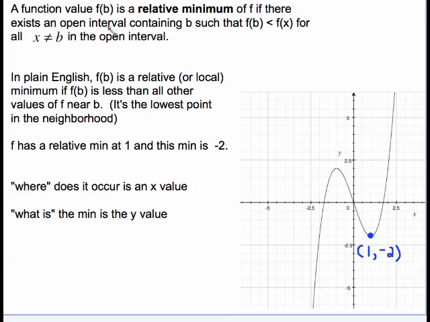Similar definition: a function value f of b is called a relative minimum of f if there exists an open interval containing b such that f of b is less than f of x for all x not equal to b in the open interval. Same idea as the last screen. It is considered a relative or local minimum if f of b, that's the y value, is less than all other values of f near b. Well, isn't this the lowest y value around? Yeah, that's where it reached its bottom. So that right there is considered our relative minimum. It occurs at 1 and its value is -2.